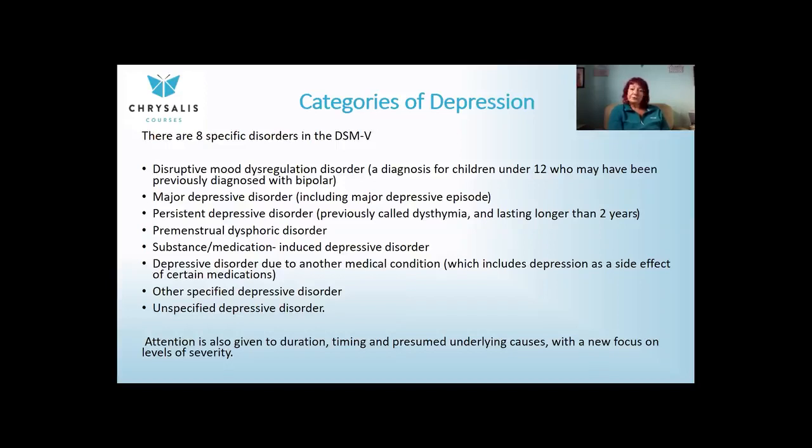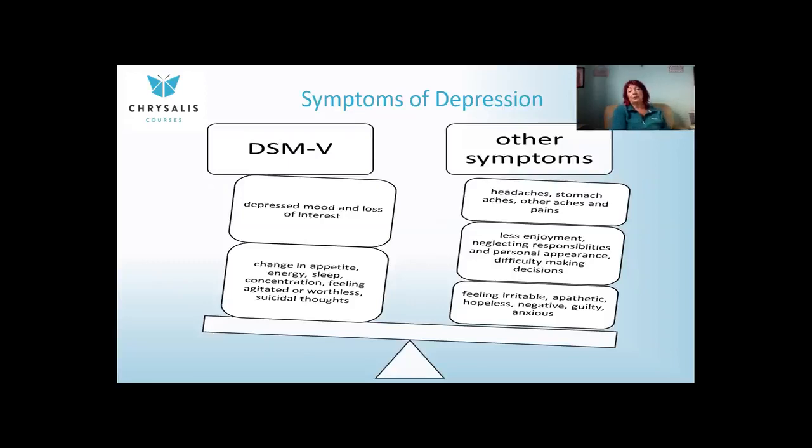So let's look at some of the symptoms that go along with those different forms of depression. On the left here, we've got the criteria from the DSM-5. To be diagnosed, somebody would need to present with a depressed mood and loss of interest, and also change in appetite, energy, sleep, concentration, feeling agitated or worthless, and possible suicidal thoughts.